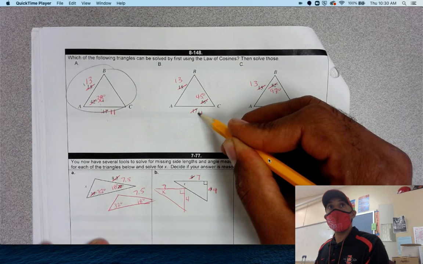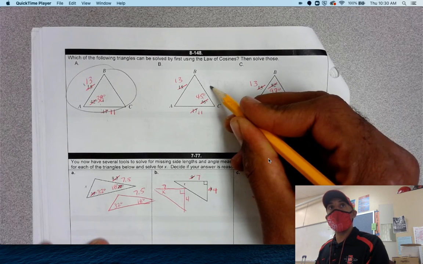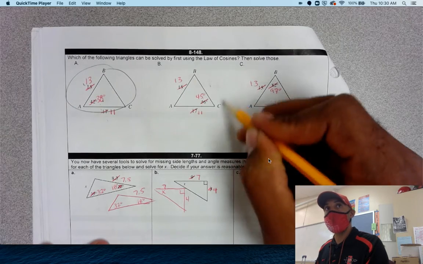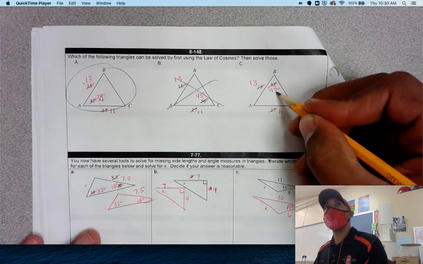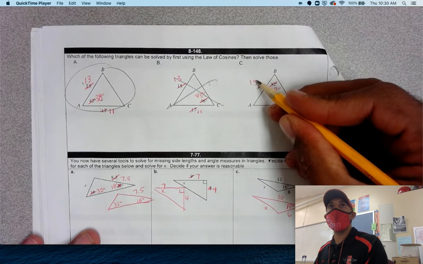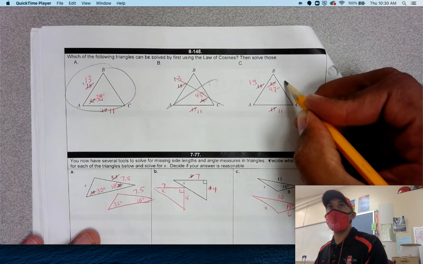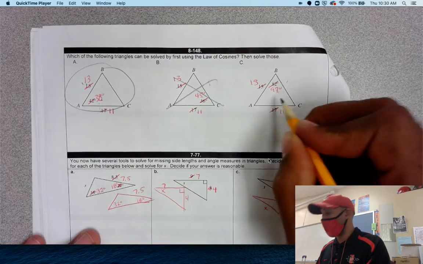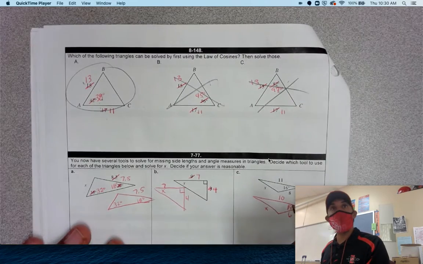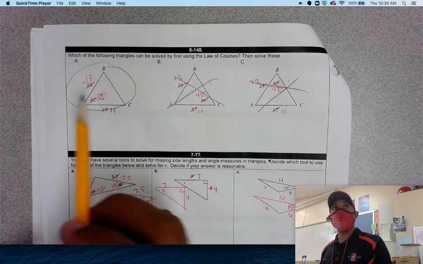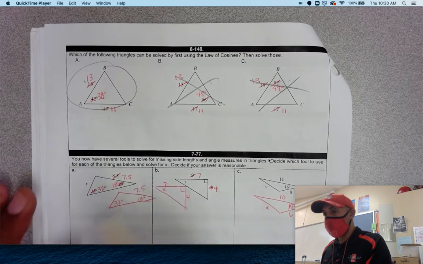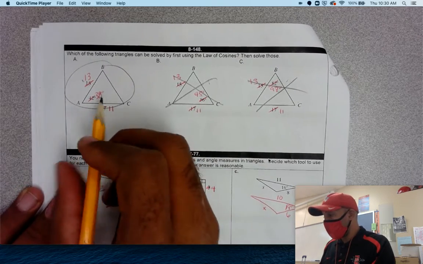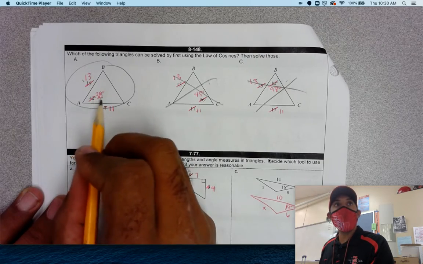This side's right next to it, but this side is not known. This one is. So this one, no, we cannot. Here's my angle here. I know this side, so that means I need to know this side right next to it, and I don't. The side's over here. So we can't use law of cosines for that one. So what we're going to do is just solve the one we can use law of cosines with. Okay? All right, so first thing is label all the parts.